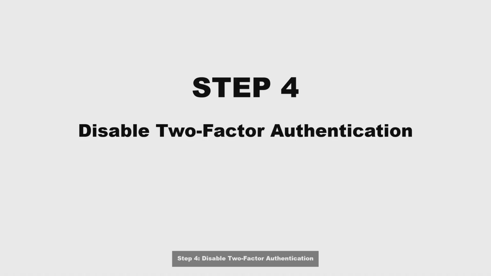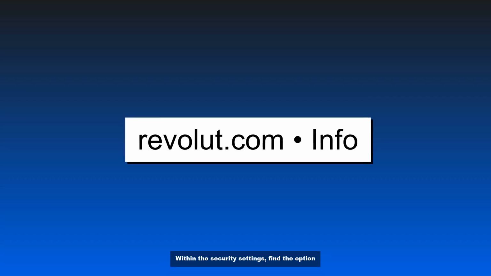Step 4. Disable two-factor authentication. Within the security settings, find the option for two-factor authentication. You should see an option to disable it. Tap on it and follow any prompts to confirm your choice.